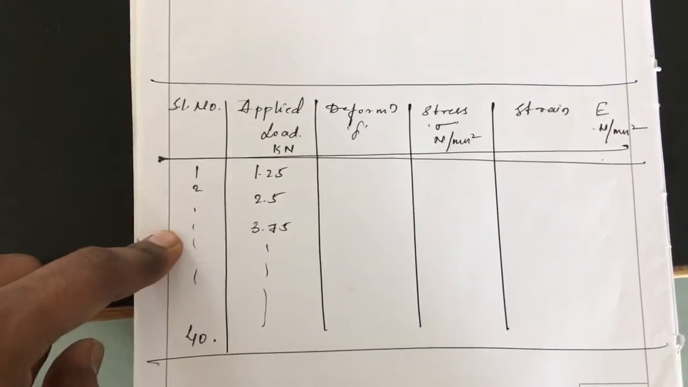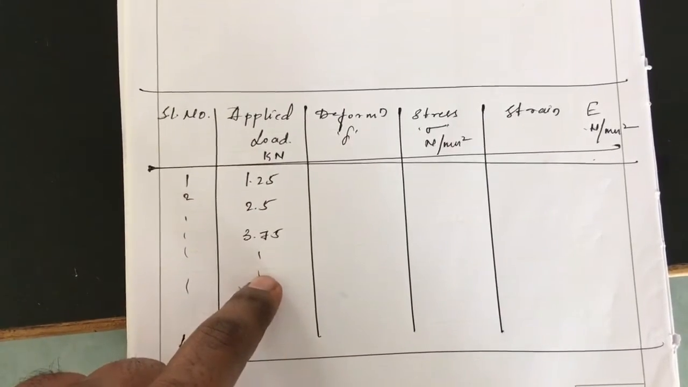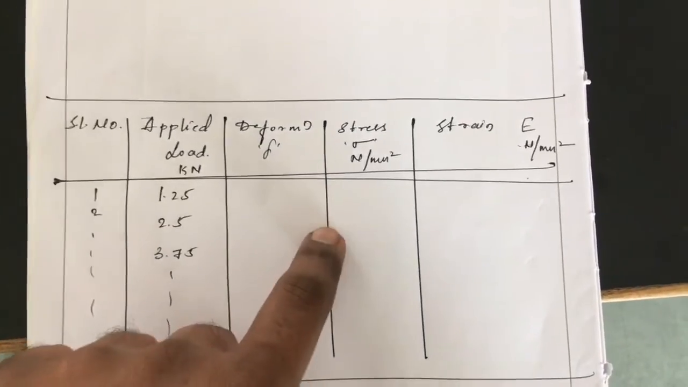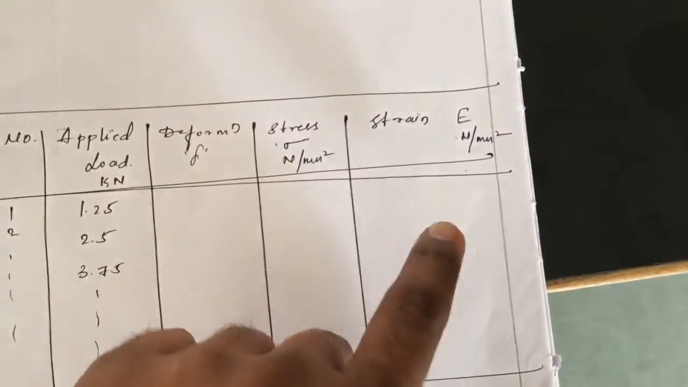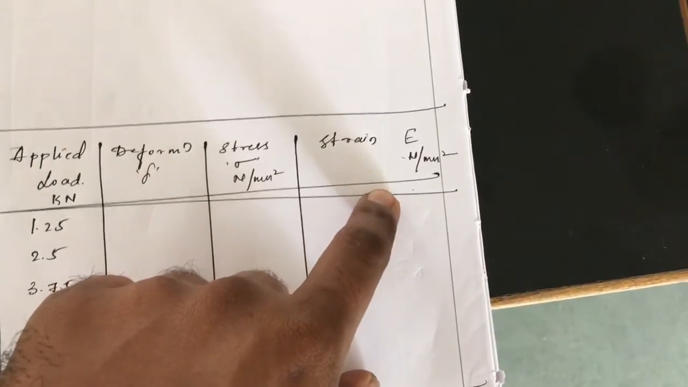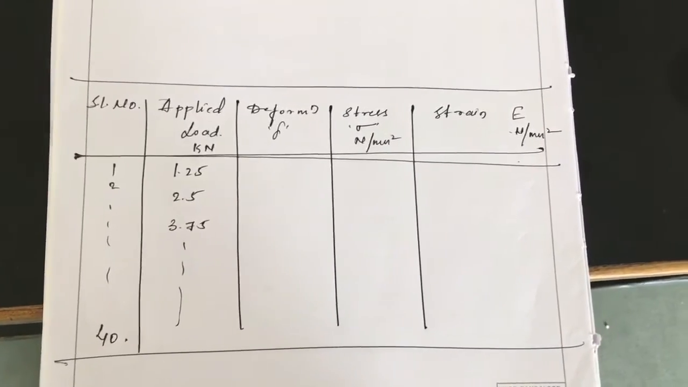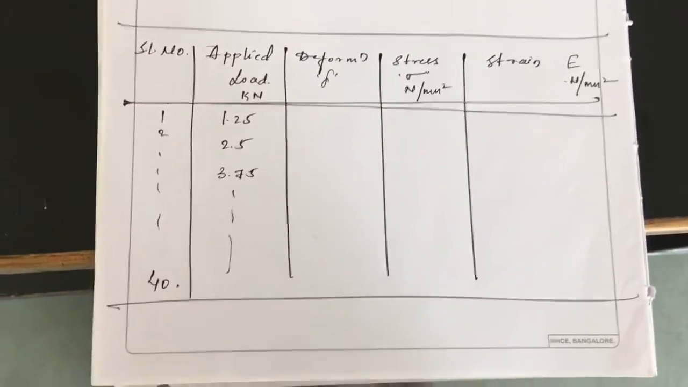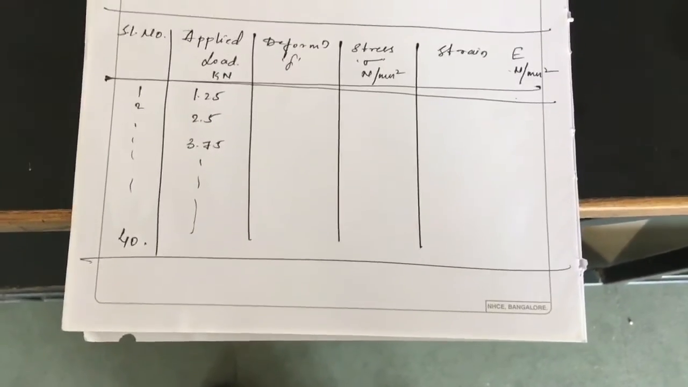As you can see, the table consists of serial number, then applied load in kilonewton, then deformation in mm, then stress found out from this formula, and then strain, which is found out from this formula. Ultimately we find out the Young's modulus by taking the slope of the stress versus strain curve that we form under the proportional limit. That is nothing but the Young's modulus value for the material. So this is how this test is done.